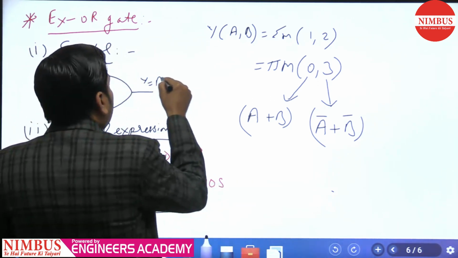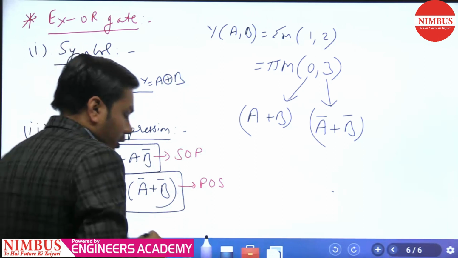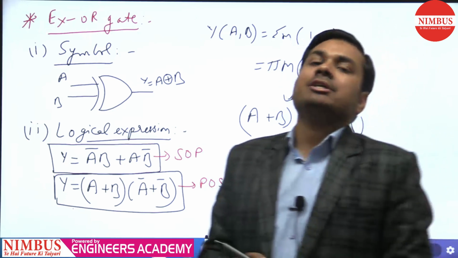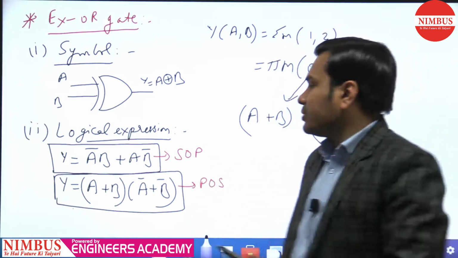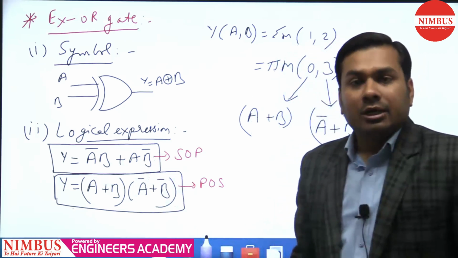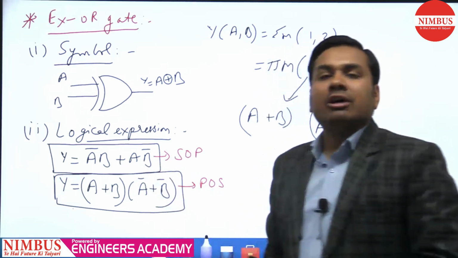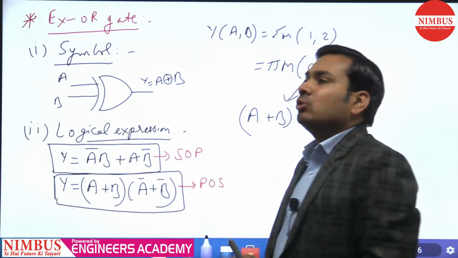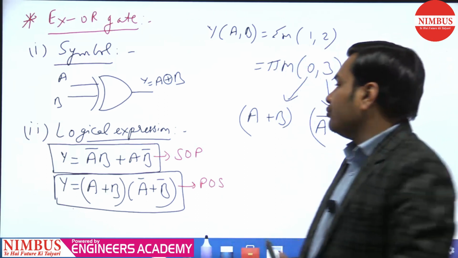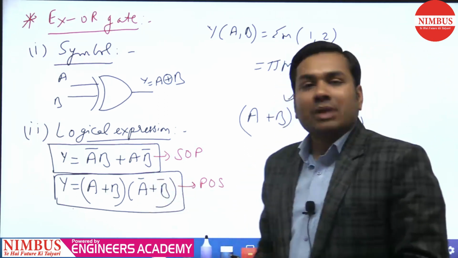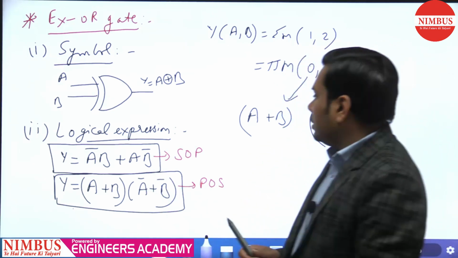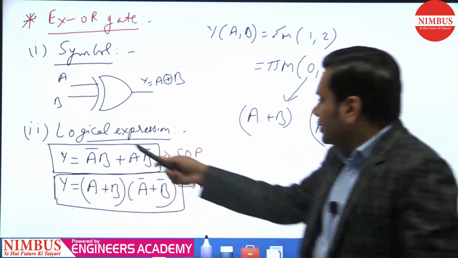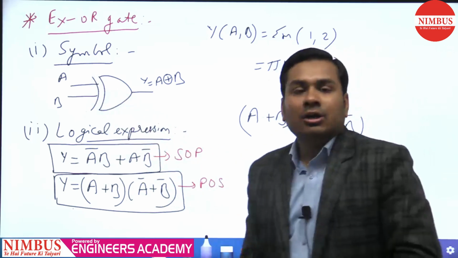For the XOR we have an expression that is a bar b plus a b bar, and that expression is in our SOP form. If we have to find the POS form of that expression for the XOR gate, we have to find out that these are the minterms, because that expression is defined for the two inputs.